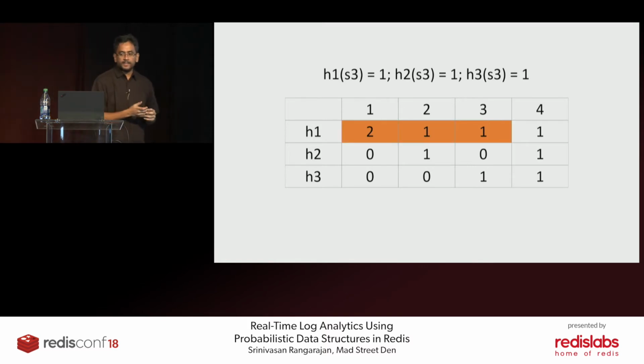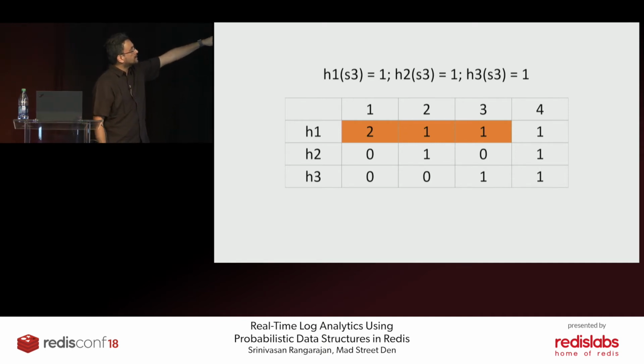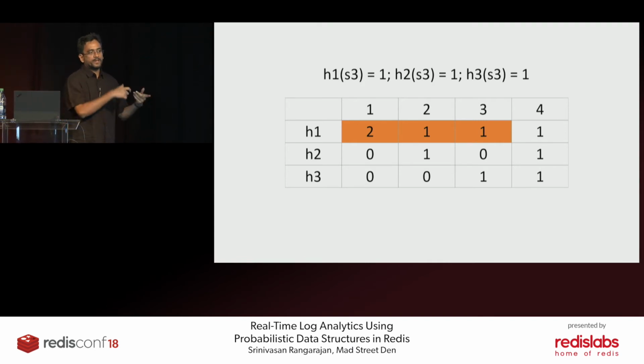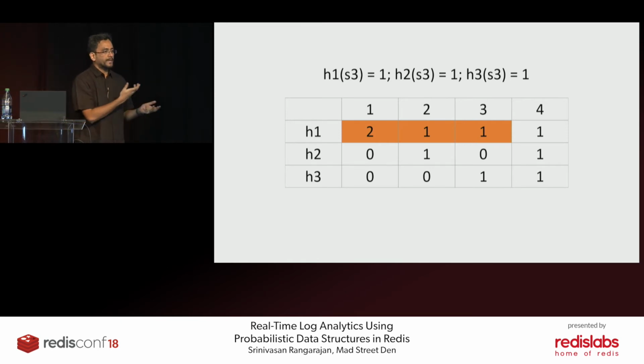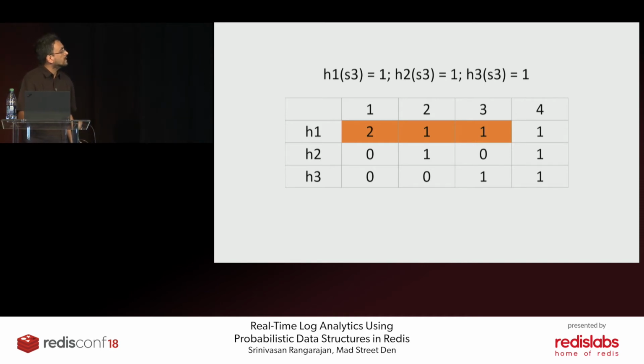The third value, S3, returns 1, 1, 1 as the hash values. So you increment the h1 1 row, so it becomes 2, and 2 and 3 becomes 1 and 1. So after adding S1, S2, S3, these are the 3, this is your matrix, right? So with this, let's assume that you're going to check for the, what is the count for S1. So you get back S1, you pass it through the hash, all the 3 hash functions again, you will get 1, 2, and 3, and the values for 1, 2, and 3 is 2, 1, and 1, right?